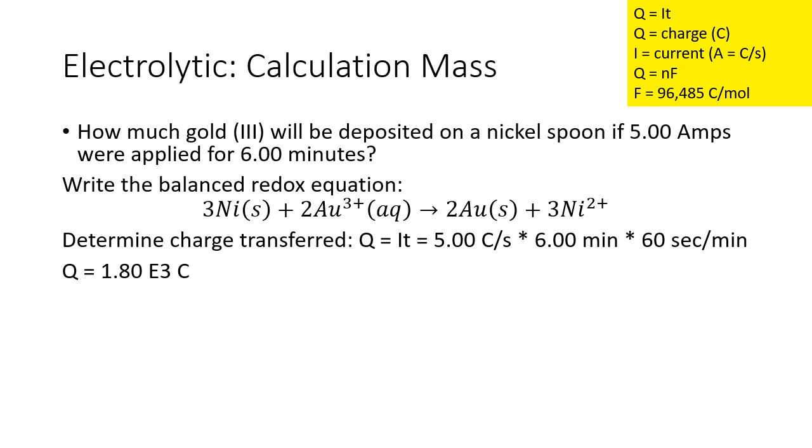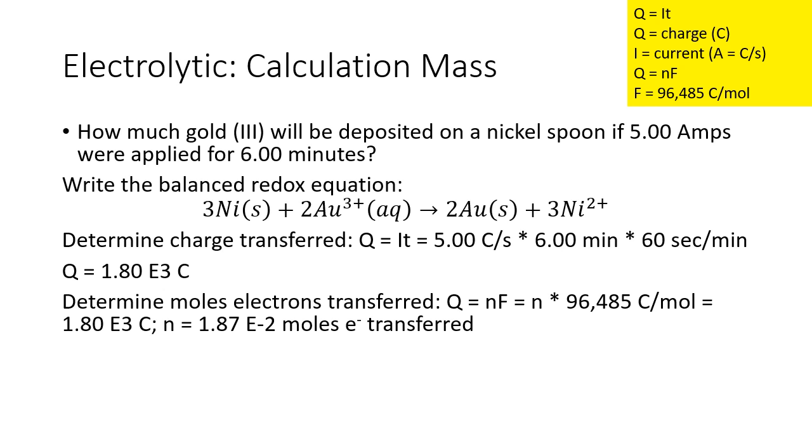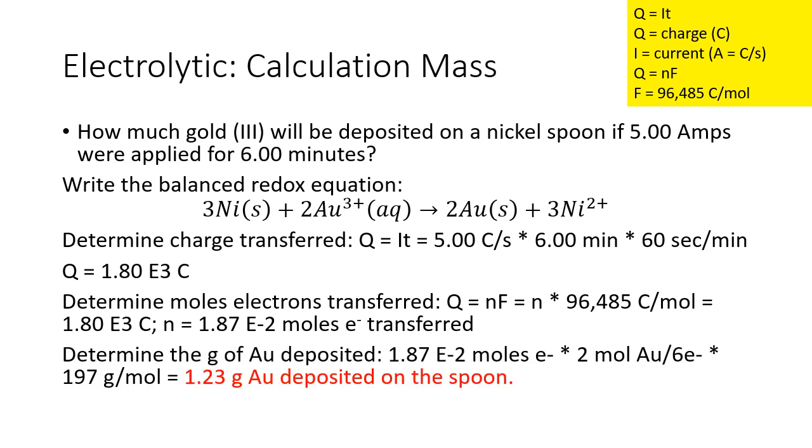Now we're going to use the Q equals nF. So n times 96,485 is equal to that 1.8 times 10 to the third coulombs. And if we solve for n, we get 1.87 times 10 to the negative 2 moles of electrons transferred. Okay, so if we go back to that balanced equation, we realize that we're moving 6 electrons each time. So you're going to take the number of moles of electrons, multiply it by 2 moles of gold from this balanced equation, divided by the 6 moles of electrons we're transferring, times 197 grams per mole for gold, and you'll get 1.23 grams deposited on the spoon.